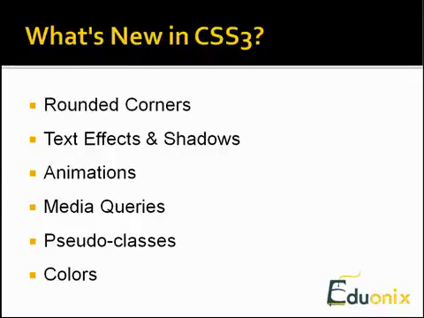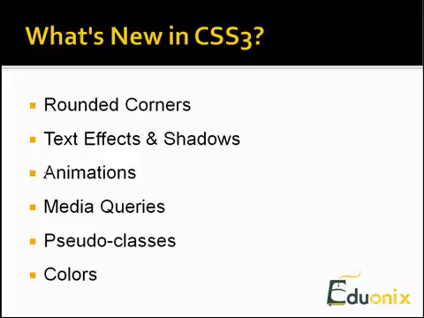Now we have just some of the new features of CSS3. Of course, CSS3 is backward compatible with CSS2, so basically it just gives us some extra things to work with. For instance, rounded corners. We have the new border radius property, which allows us to create rounded corners without having to use images. Same thing with text effects and shadows. You would have to use an image for a shadow, but now we can just use CSS.